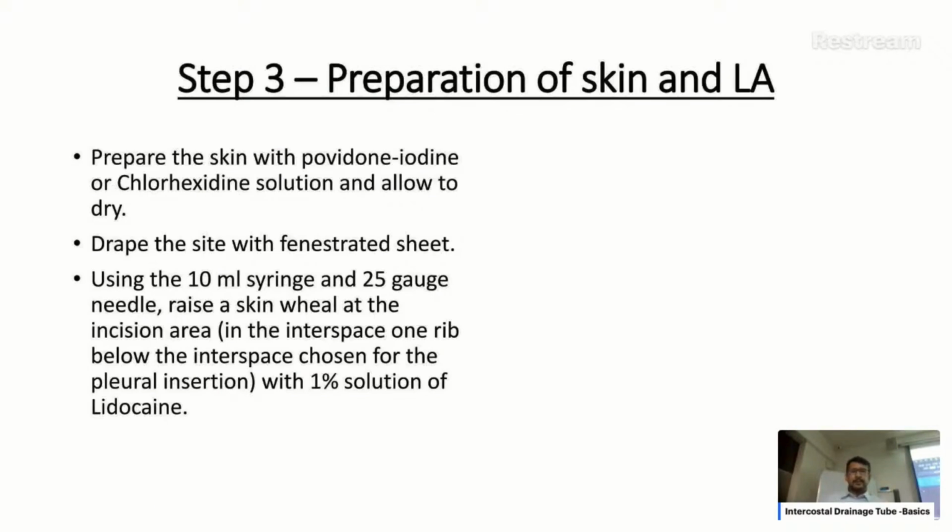Now, preparing the skin and local analgesia infiltration. First, we clean the skin with povidone iodine and chlorhexidine solution and allow it to dry for asepsis. Then the site is draped with the fenestrated sheet, and using a 10 ml syringe and 25 gauge needle, we raise a skin wheal at the incision site and give 1% lidocaine solution.